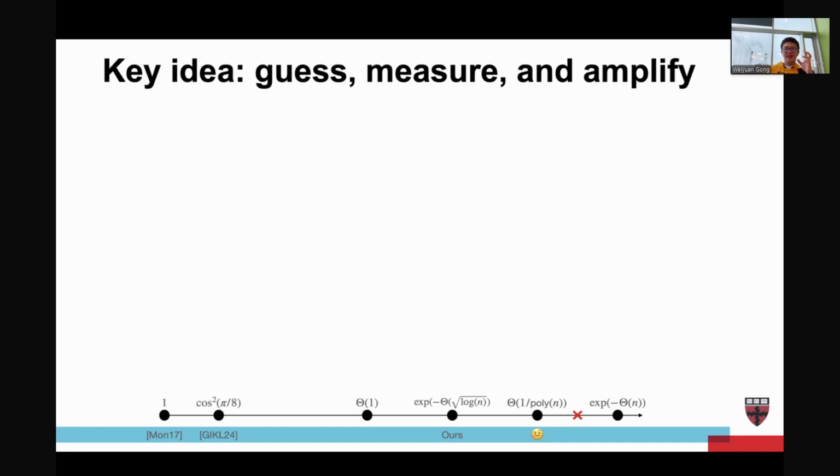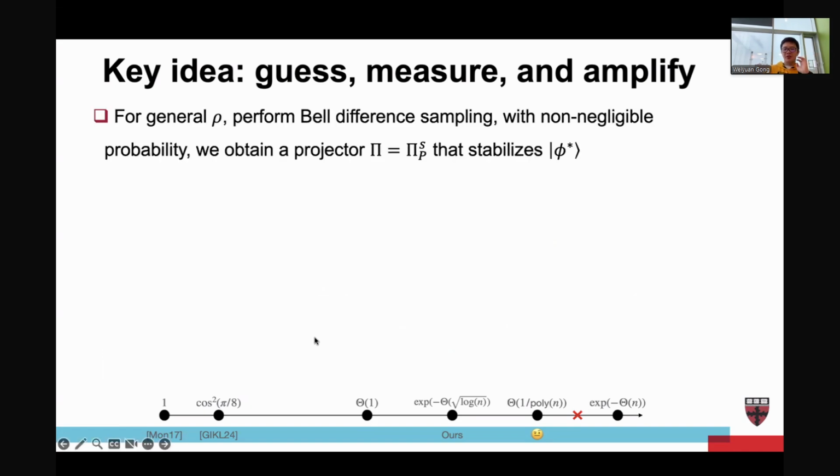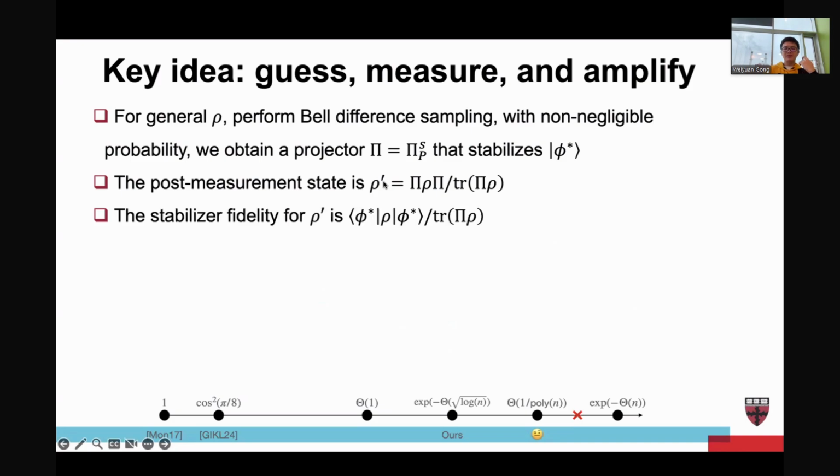And we try to formalize this. So for general rho, we perform Bell difference sampling. With non-negligible probability, you can get a projector. Just as in the previous slides, we get something like ZII. So you perform Bell difference sampling, you cannot immediately get all the stabilizer bases for the stabilizer group, but you can at least get one basis, one Pauli string, and based on this Pauli string, you can construct the corresponding projector. And then you measure rho on this projector, and do post-selection, and you get a post-selected state rho prime. And for this rho prime, the stabilizer fidelity will be amplified by a factor of 1 over trace of Pi rho for the projector you get.